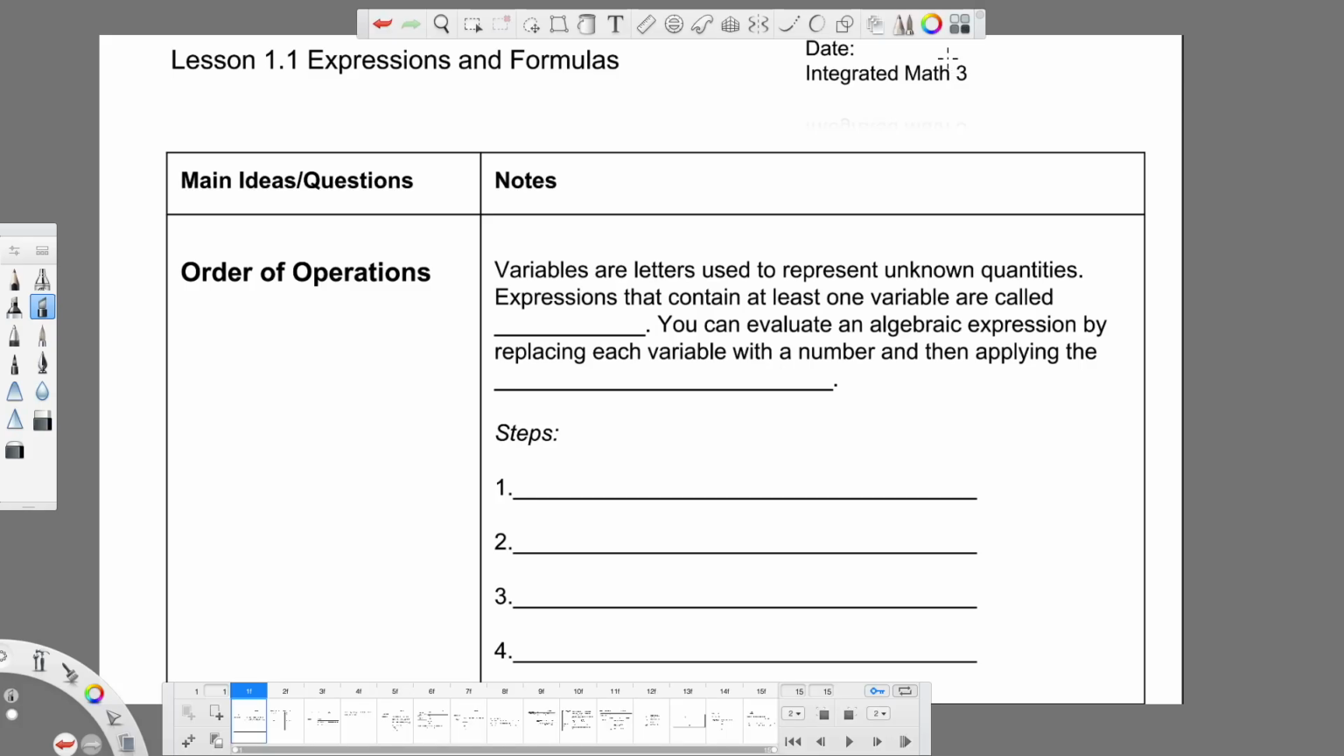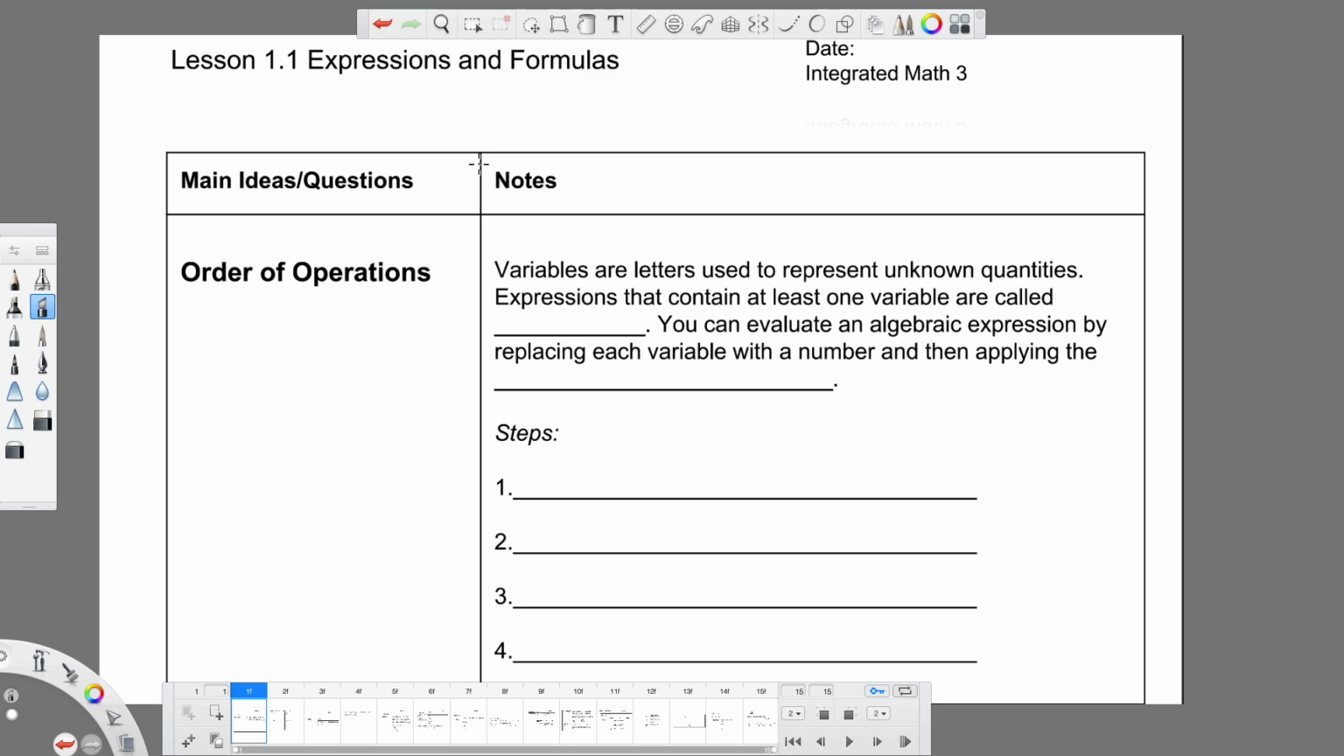Welcome to Chapter 1, Lesson 1 in IM 3 called Expressions and Formulas. We are going to spend Chapter 1 doing some very quick review of the previous math classes. A lot of this should look very familiar, and it's not necessarily easy just because it's review. It is going to be quick. They go through quite a bit in this first chapter. So let's go ahead and get started here.